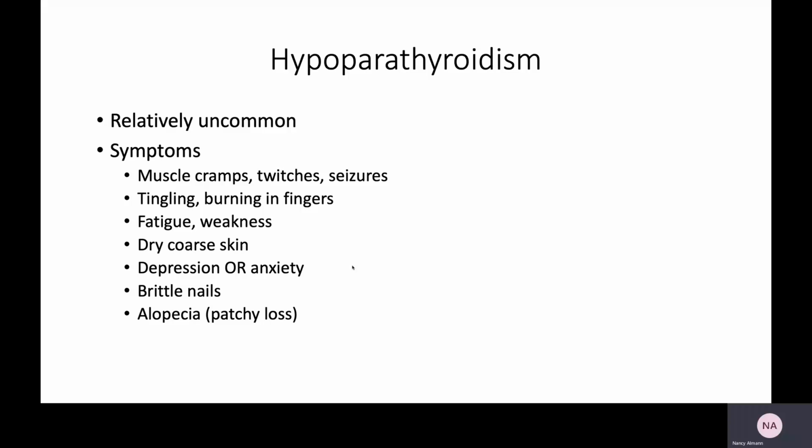Hypoparathyroidism, fortunately, is relatively uncommon. Look at the symptomatology: muscle cramps, twitches, seizures, tingling, burning in fingers. Wait, isn't that carpal tunnel? Not necessarily. Fatigue, weakness, dry, coarse skin, etc. A lot of these signs and symptoms can go hand in hand with a number of other pathologies.